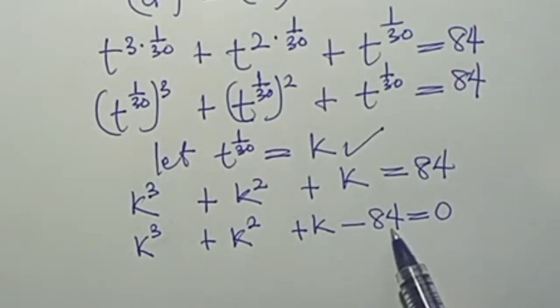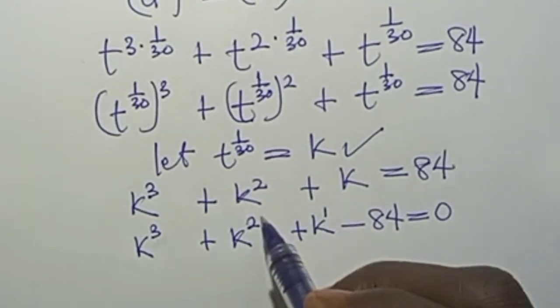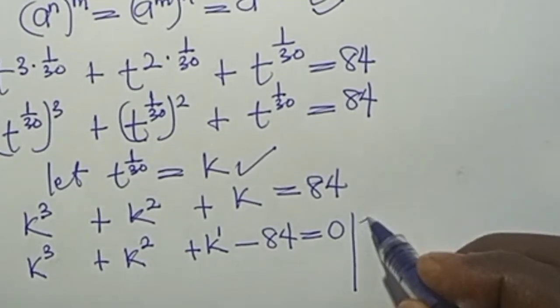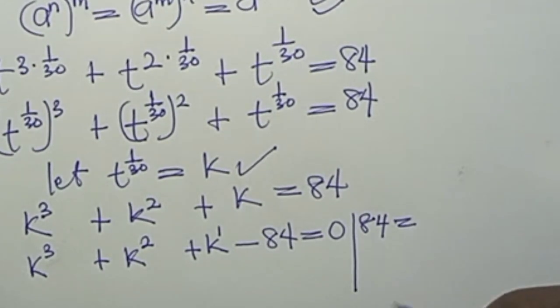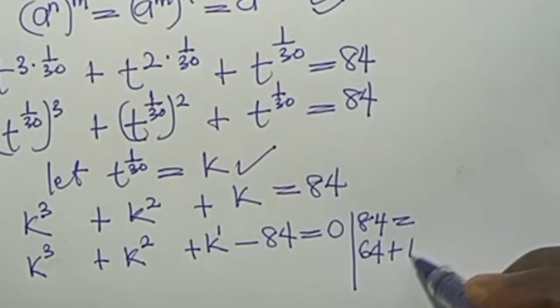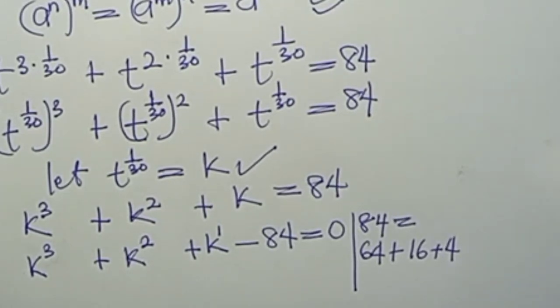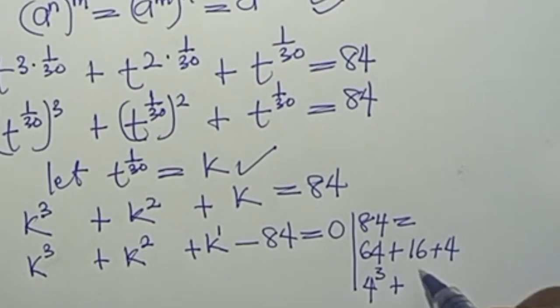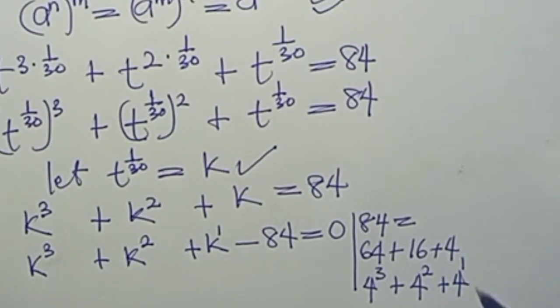So our next rule is to split 84 into three numbers in such a way that when these three numbers are carefully selected and written in an index form, they will produce a respective exponent of 1, 2, and 3 respectively. 84 is equals to, and this number can only be 64 plus 16 plus 4, in a way that 64 can be written as 4 to the power of 3, 16 also can be written as 4 to the power of 2, and of course 4 is written to the power of 1, and it's fine.